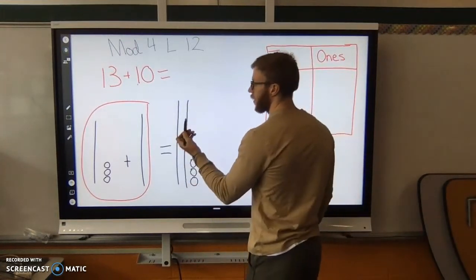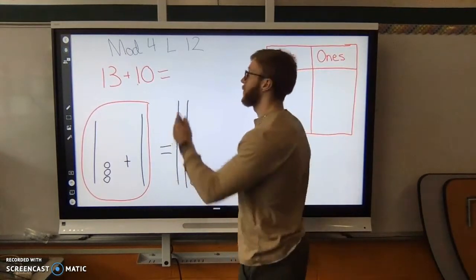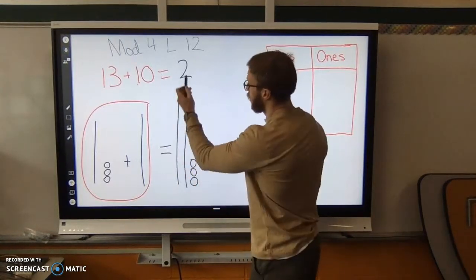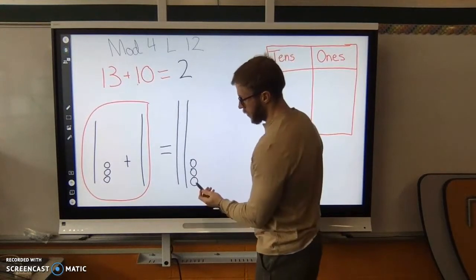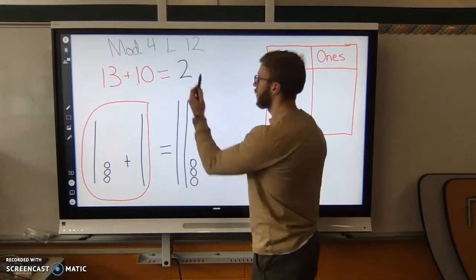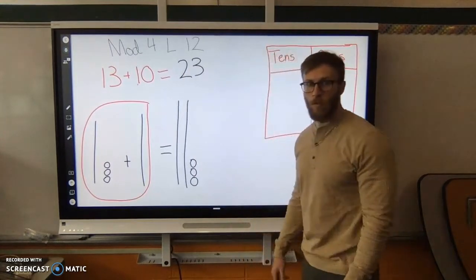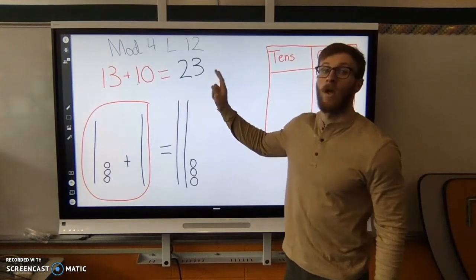So we have 2 tens. Now we're converting it back to a number, so simple as this, I just write the number 2. There are 2 tens. Now we're going to count our ones and write in our ones place. 1, 2, 3. We come up there, and we write 3. What's our answer? 13 plus 10 equals 23.